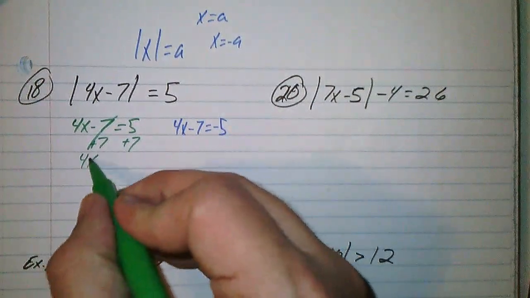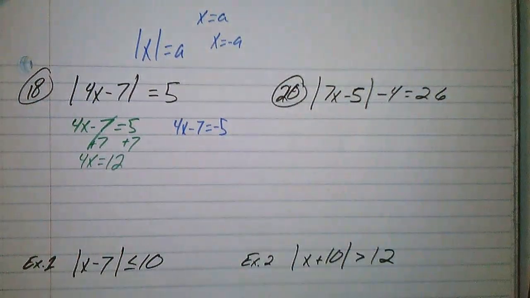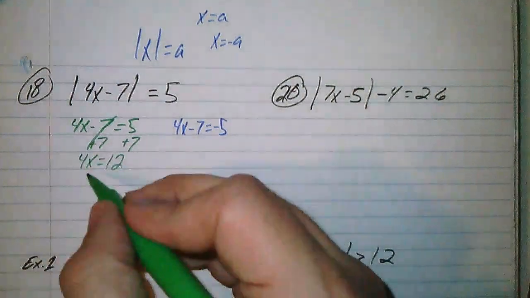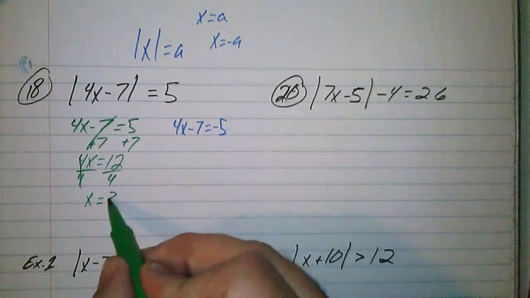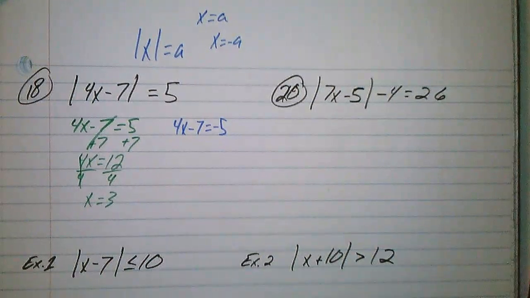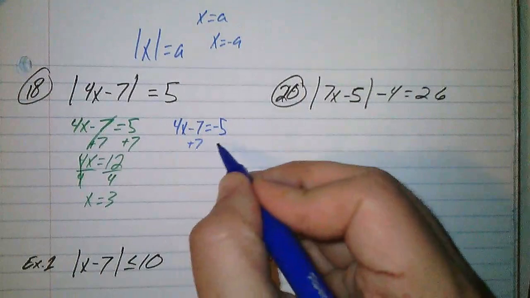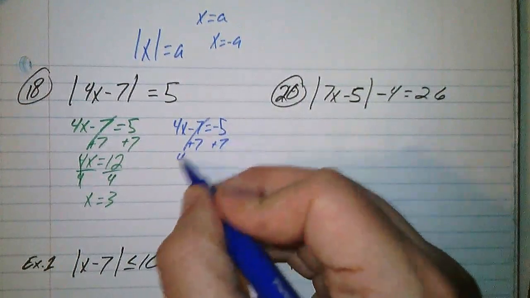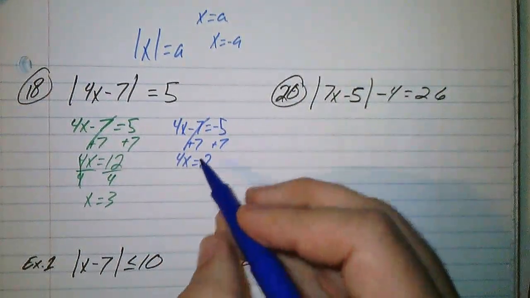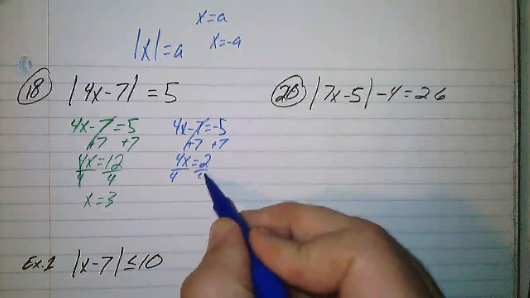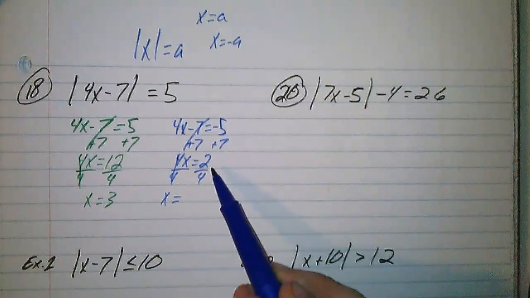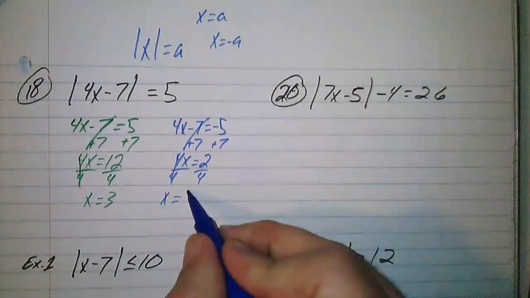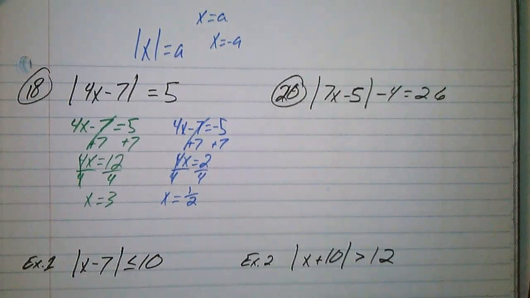Here we add 7 to both sides, so that 4x equals 12. Divide both sides by 4, and we get 3. Here we add 7 to both sides to get 4x equals 2, and we divide both sides by 4. We should reduce this. 2 over 4 is 1/2, and that's how we get our 2 answers.